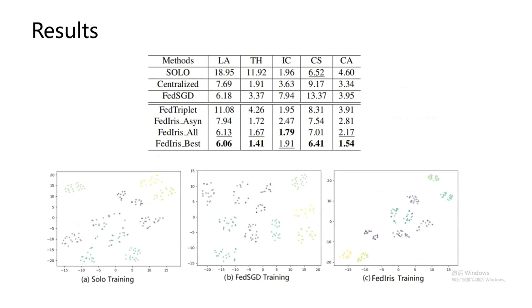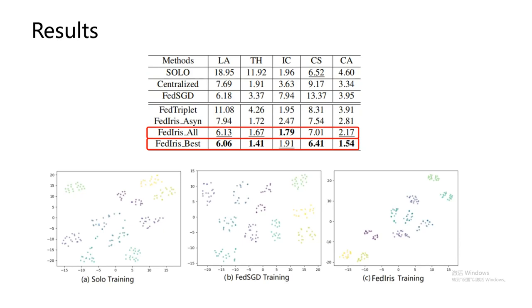Then to verify the effectiveness of the proposed method, we conduct many comparative experiments. The results of the models trained by FedSGD and FedTriplet are close to the result of centralized training, which are much better than solo training. It verifies the competitiveness of federated template communication. FedIris-all means that all the clients participate in the communication round, which is much better than FedTemplate. It proves that the reweighting aggregation significantly mitigates the negative transfer.